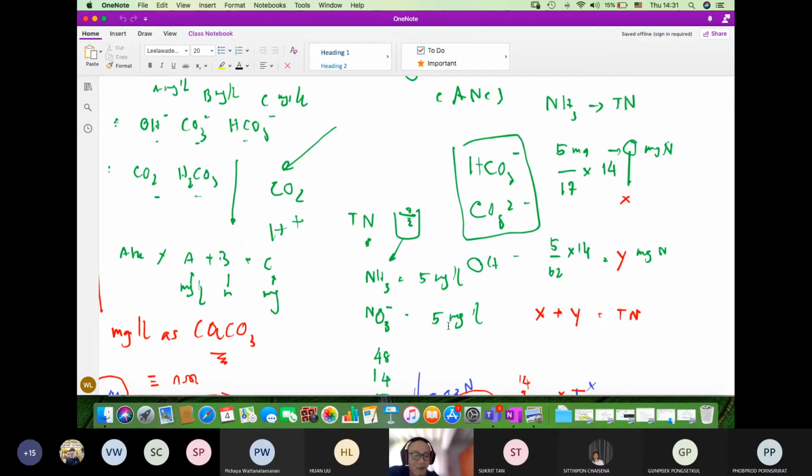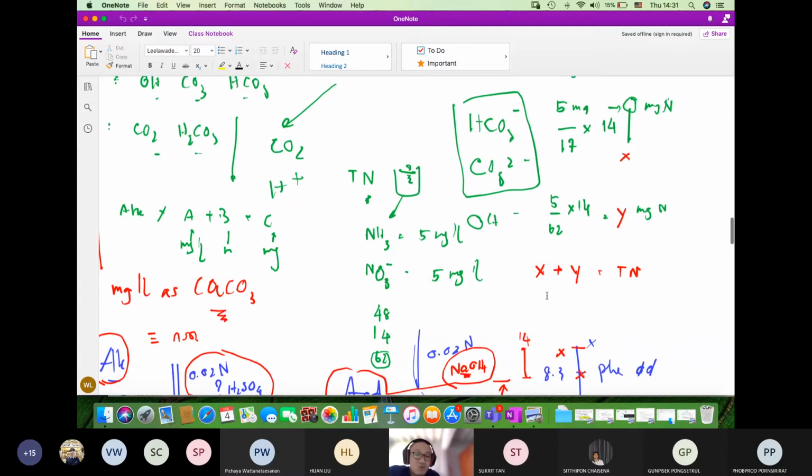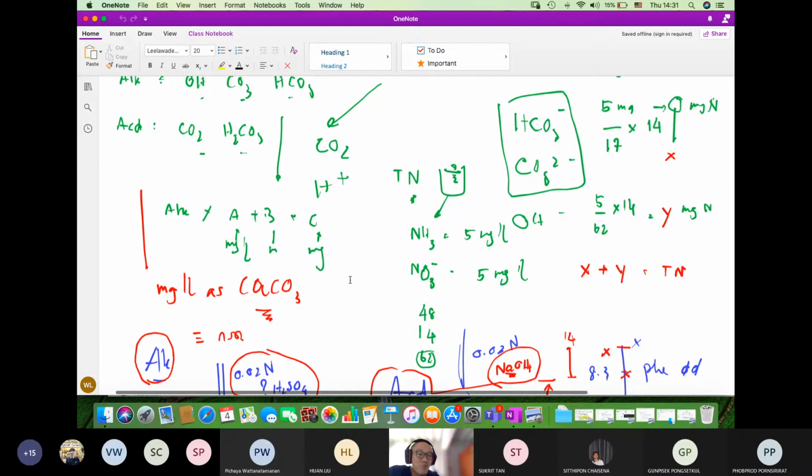For the nitrates, the concentration is 5 milligrams. If you want to express it in terms of milligrams as N, you have to divide it by the molecular weight of nitrates and then multiply by the molecular weight of nitrogens. So if this one gives X milligrams as N, and this one gives Y milligrams as N, only these two values you can combine and report as the total nitrogens. Okay, so this is how we convert the unit.